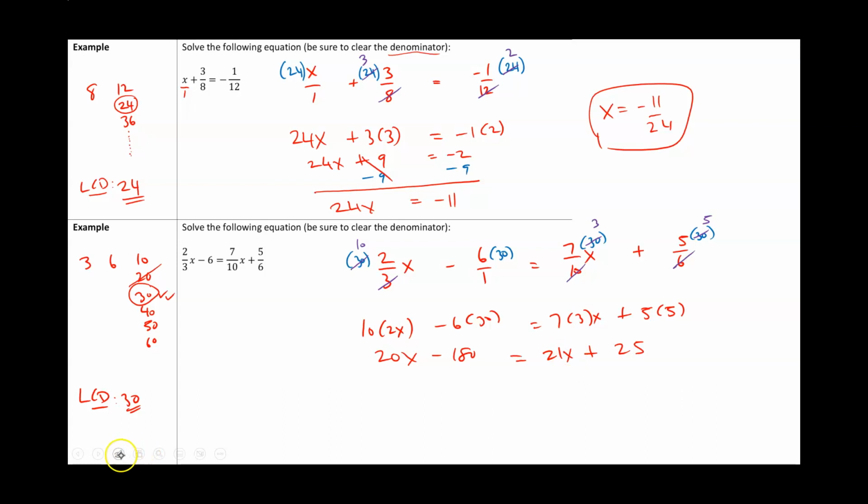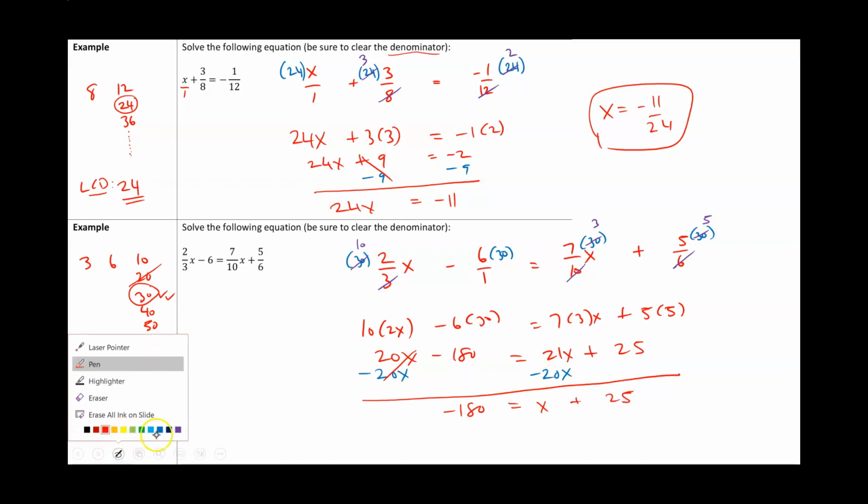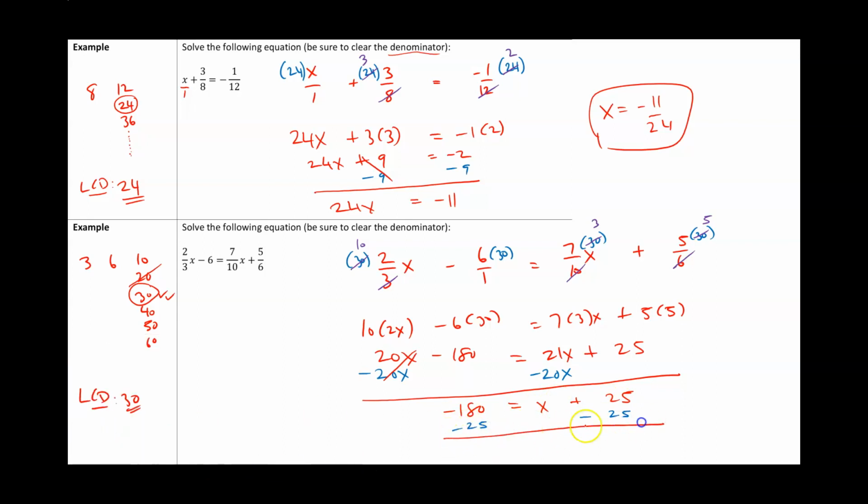All right, so let's move all the variables to one side. Doesn't matter which side we go to, but I'm going to go to the right. So I'm going to subtract 20x from each side. So this gives us negative 180 equals x plus 25. Then I'm going to move the 25 to the other side by subtracting it. So minus 25. So then we get the x by itself. Negative 180 and negative 25 is going to be negative 205. And that is the value of x.